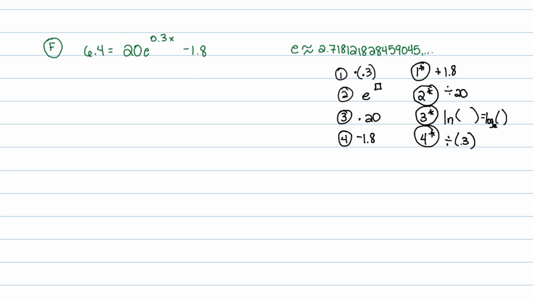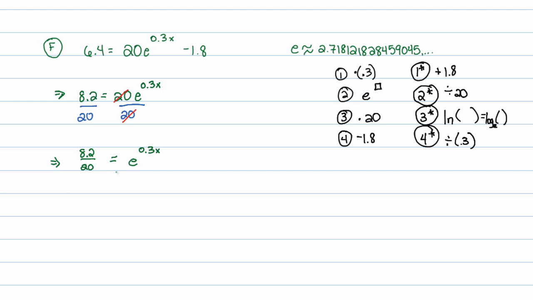If I add 1.8 to both sides, I will get, what is that, 8.2 is equal to 20e to the 0.3x. Now I will divide both sides by 20. It is your choice if you want to actually do that division right now with a calculator, but I personally don't want to even touch a calculator until I get to a very final answer. Just a good habit to get into, because otherwise you really risk rounding your answers incorrectly.